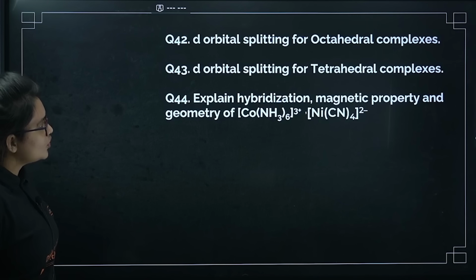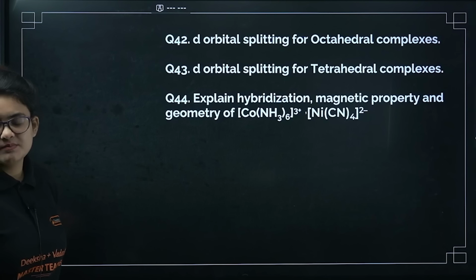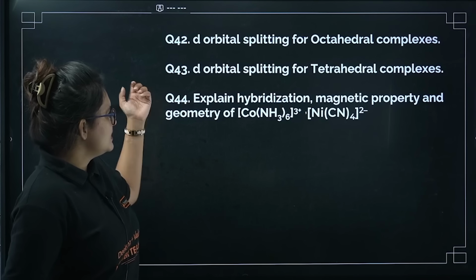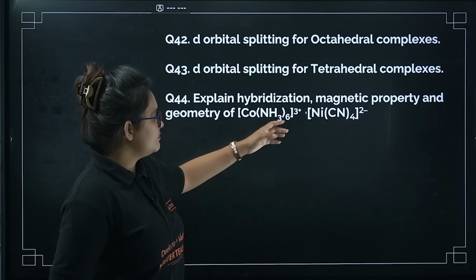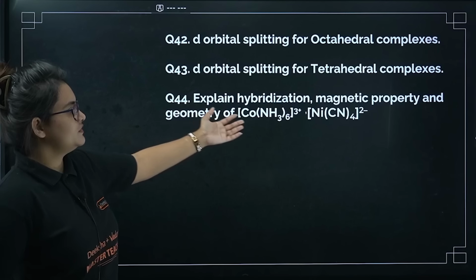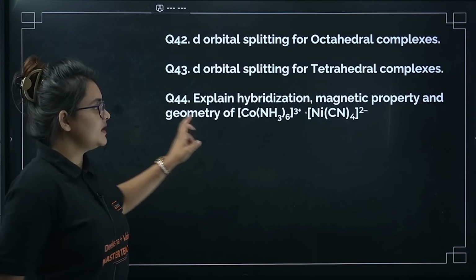Okay, so both octahedral and tetrahedral splittings are important, and you can see magnetic property, hybridization and geometry of these species. Okay, any one you can expect.